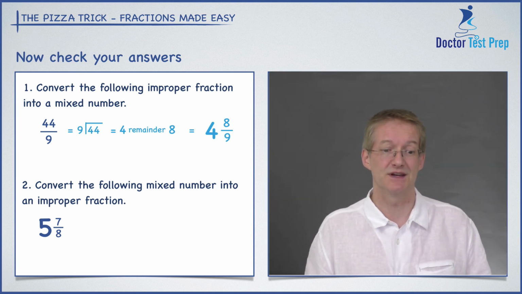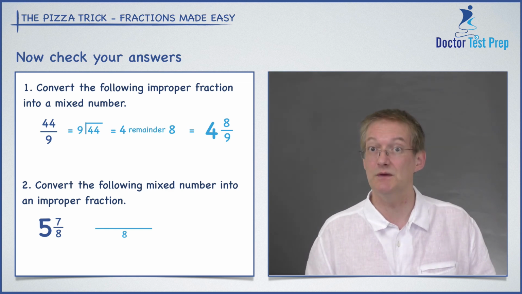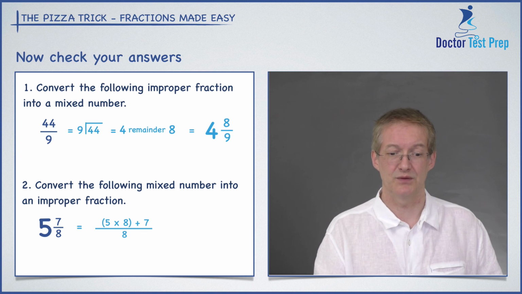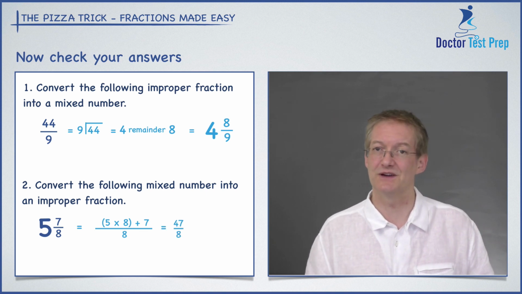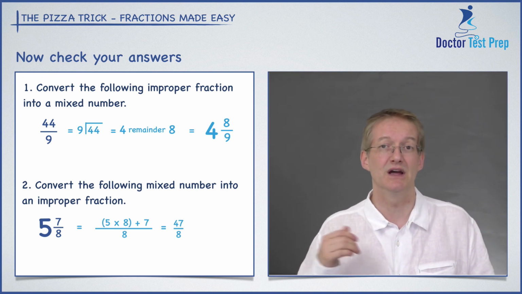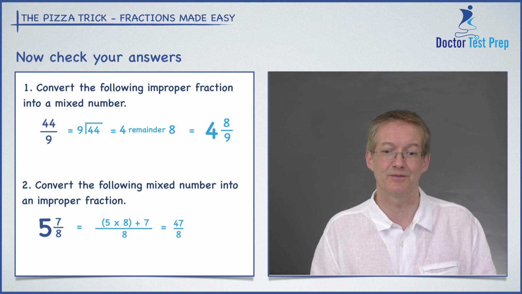5 and 7 eighths. So if you remember, we keep the denominator on the bottom, so we know we're dealing with eighths. Then it's 5 times 8 plus 7, which will give me 47 over 8. And there we have it, simple as that. So converting a mixed number into an improper fraction is pretty easy as long as we remember that formula.